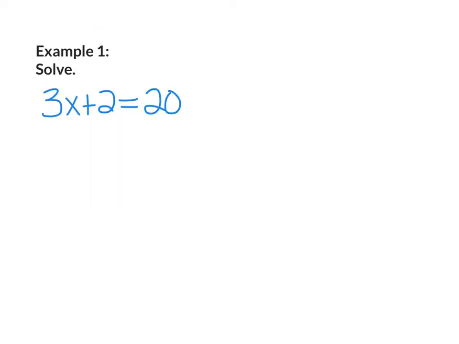Example 1. Solve 3x + 2 = 20. I need to get the variable alone. So in order to do that, I need to move the 2 to the other side. Since it's positive 2, I'm going to do the exact opposite, which is subtract 2 from both sides. 2 minus 2 gives me 0, so those cancel out. I'm going to bring down my 3x = 20 take away 2, which is 18.